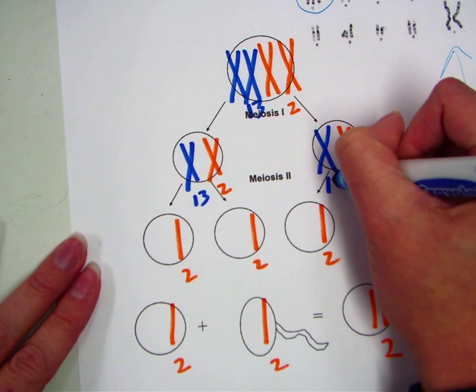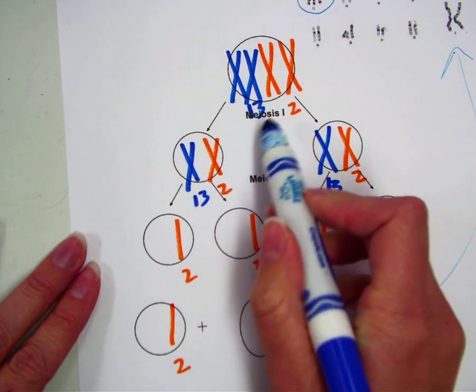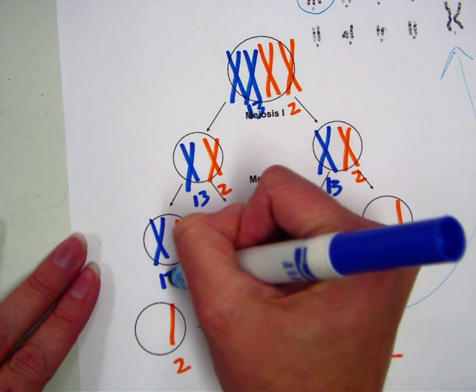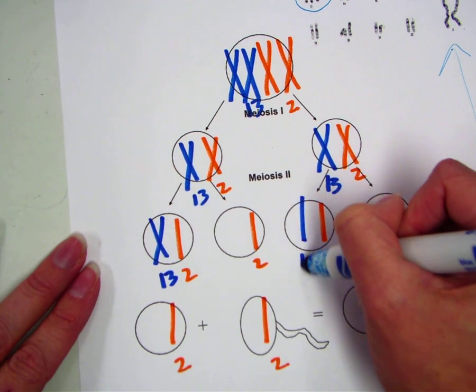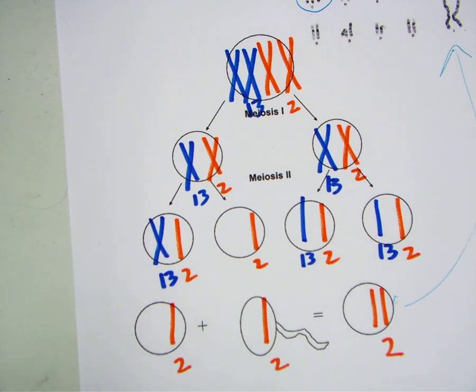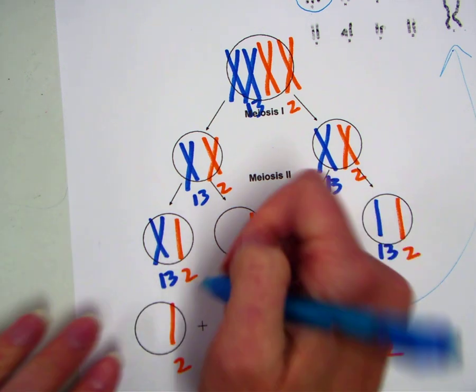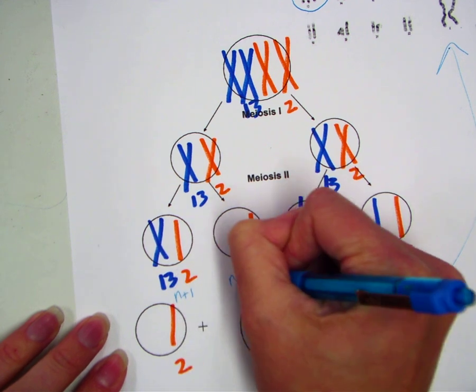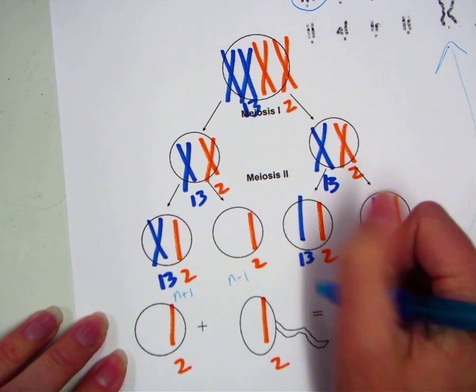They divide. But then in the second meiosis, that's when we start to see a problem. These 2 stick together, but these 2 go along just fine. So now, when we're identifying these gametes, we would call this one an N plus 1 because it's got an extra, this one an N minus 1 because it's shorter chromosome, and these are both N's.